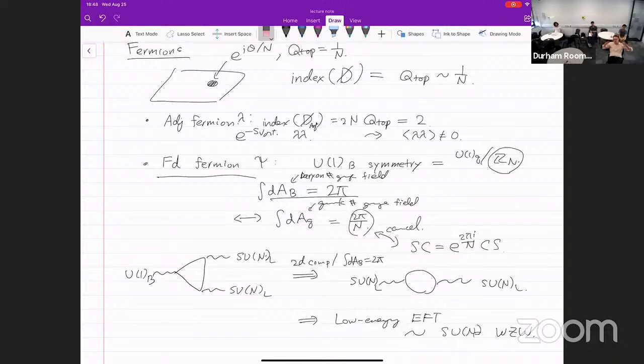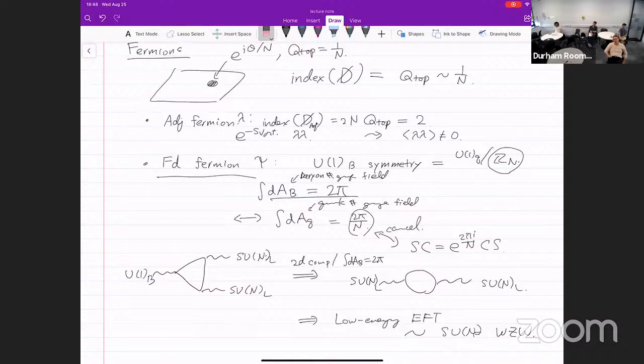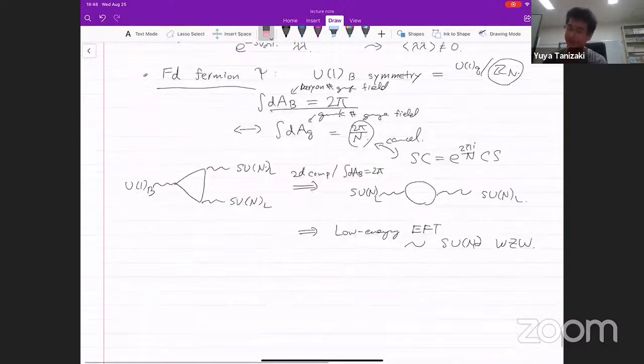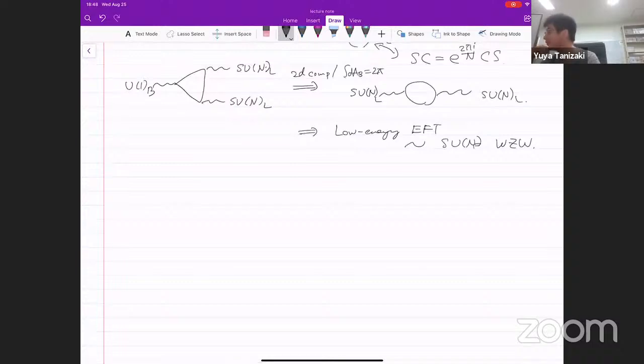But the action of a 't Hooft flux presumably is proportional to the area of the torus. And so as you go back to flat space, the action becomes infinity and your e to the minus S_vortex, which sits everywhere, is zero. I see. Yeah.